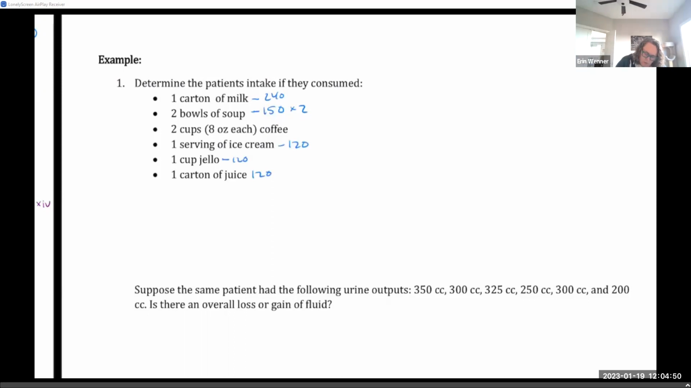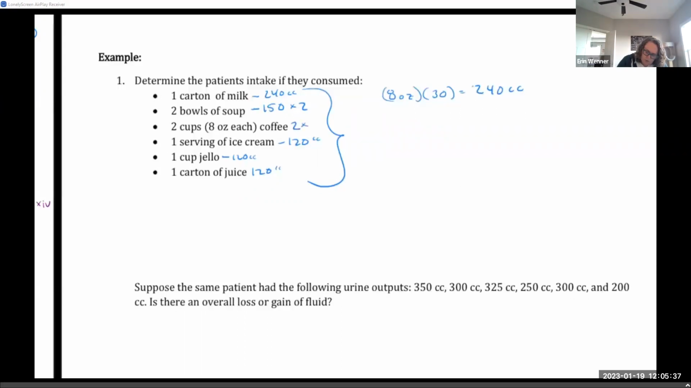So when we think about what they consume, they're adding all of this up, right? The piece that I don't have written here is the 2 cups of 8 ounces each of coffee. Now you'll notice the rest of this stuff is in cc's, but the coffee is not. So if you think about adding this up, we're going to first take our 8 ounces of coffee and multiply it by 30 in order to convert those ounces to cc's. And so 8 times 30 is going to be 240 cc's. So we've got 2 cups each of those 8 ounces, so we're going to have 2 times the 240.